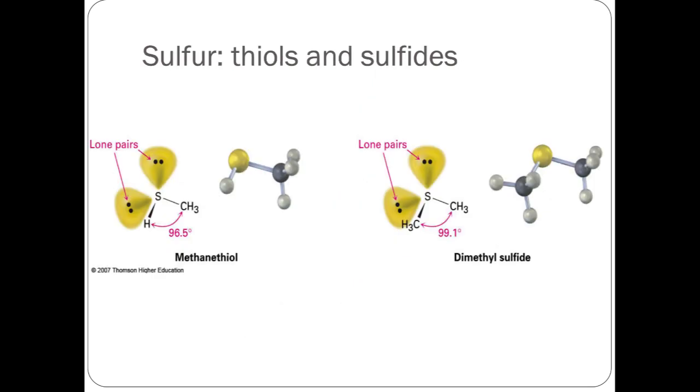In biological systems, sulfur is typically found in molecules called thiols or sulfides. In a thiol, the sulfur atom is bonded to one hydrogen and one carbon and is analogous to an alcohol. In a sulfide, the sulfur is bonded to two carbons. In both cases the sulfur is sp3 hybridized and the bond angles are much less than the typical 109.5 degrees.